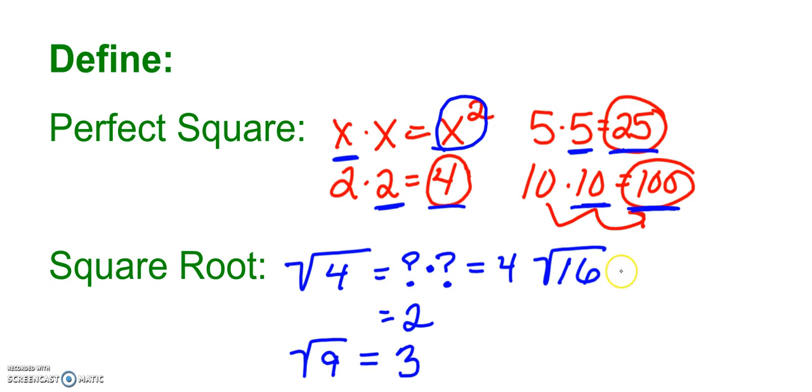It's not 8. 8 times 8 is 64. So remember, you're not dividing it in half. The answer is 4. 4 times 4 is 16. So 4 is the square root of 16. Be careful with square roots. Most students tend to think that you're dividing in half, and you're not.